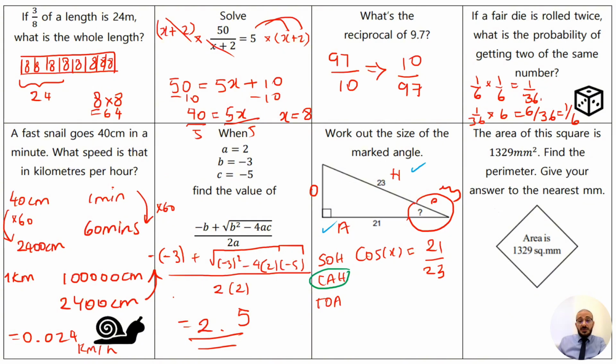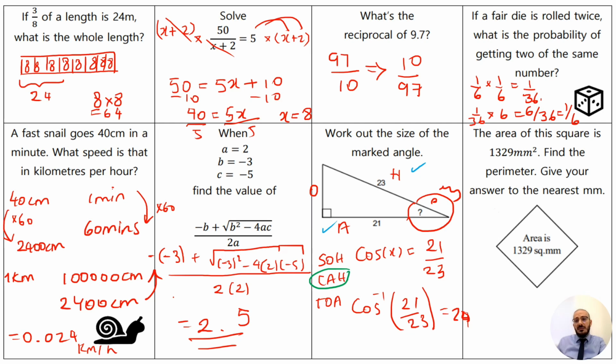At this stage, I need to do shift cos because I know the answer, I need to try and find out the angle. So when I do shift cos, it will give me cos to the power of -1, this, and this is going to be roughly around 24. And that's our answer.